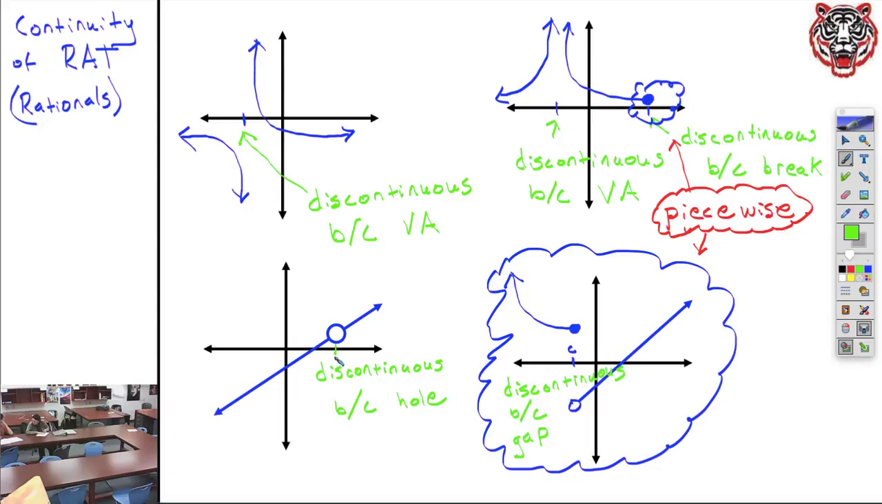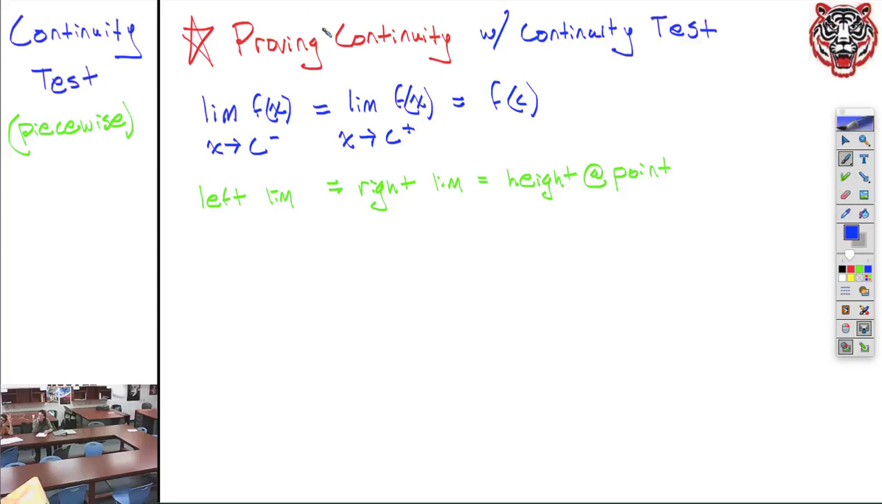This is your C. Oh, if there's a hole at that point, it doesn't work. Because what is the height at C? Does not exist. There is no height. And even better, I could have done this. Now there is a height. At C, the height is up here. But is that height equal to the left limit and the right limit? No. So that's another way to break it. So all three of these need to be satisfied.